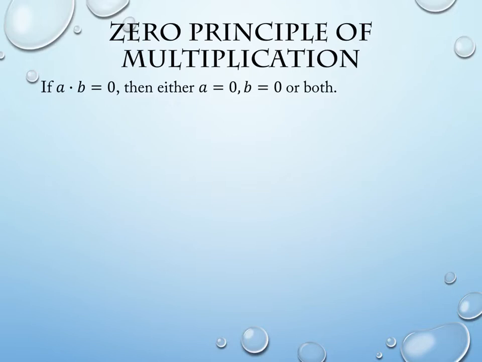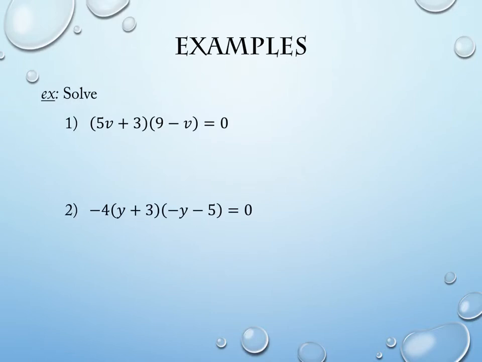So the zero principle of multiplication says that if I have two values that are being multiplied, and the result is zero, then one of them had to be zero to start with. You can't multiply two things that are not zero and get zero, right? That's what this principle says. And so taking a look at problems like this is what allows us to take each of these pieces individually and set them equal to zero.